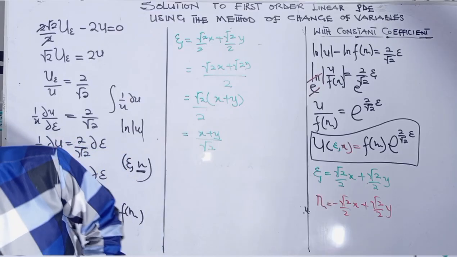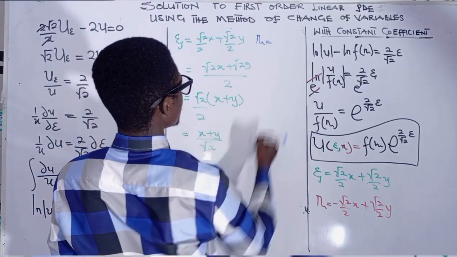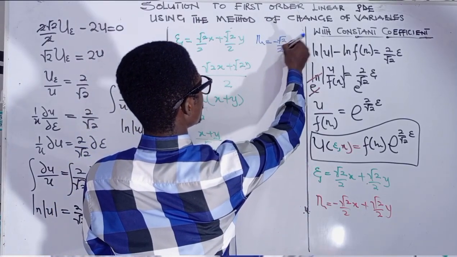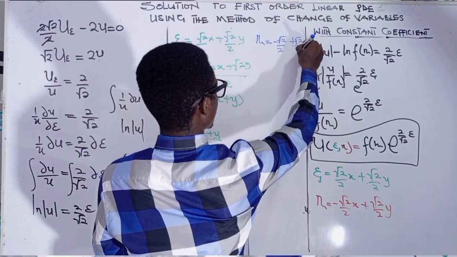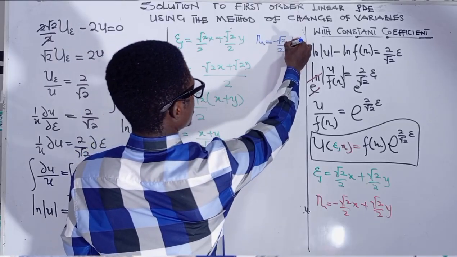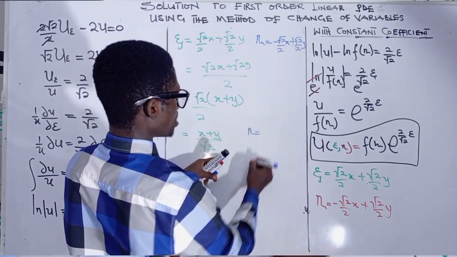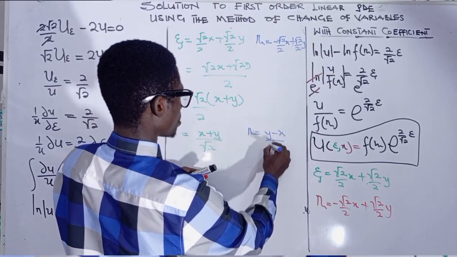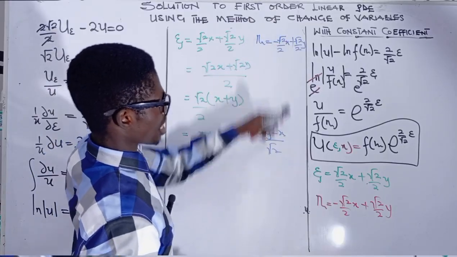Now let's move on to the η. So we have η. You know that η is also giving us minus root 2 over 2 x plus root 2 over 2 y. Now since they are of the same numbers, root 2 over 2 x, just that one of them is minus. So we are going to have our η in this form, y minus x all over root 2, because the only difference is minus. And the minus is on x. So we have minus x.